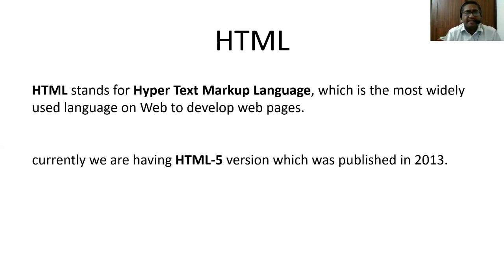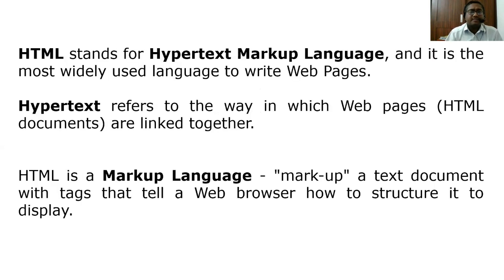They developed this HTML. What is HTML? HTML is hypertext markup language. It is used to develop web pages. Normally, there are different versions of HTML. The initial version was in 1990, the next version in 1993, version 3 around 1997, and version 4 in 1997-99. And the next version, HTML 5, was released in October 2013.